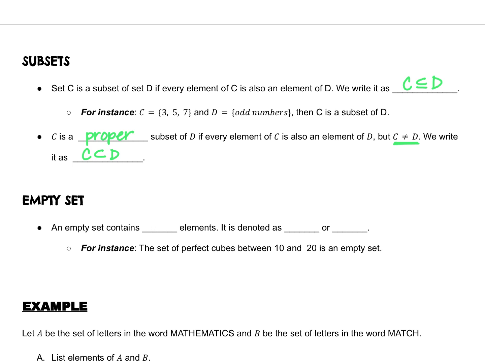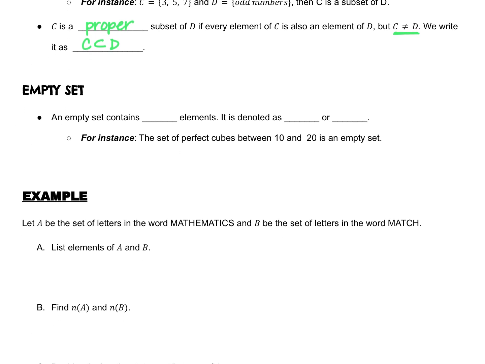So if I say a regular subset, it is, as long as C is a part of D, whether it's only a part of it or it's the entire thing, they are subsets of each other. But to be a proper subset, you just have to have a little bit of elements from the entire set that you're a subset of. So you cannot be equal to with a proper subset.